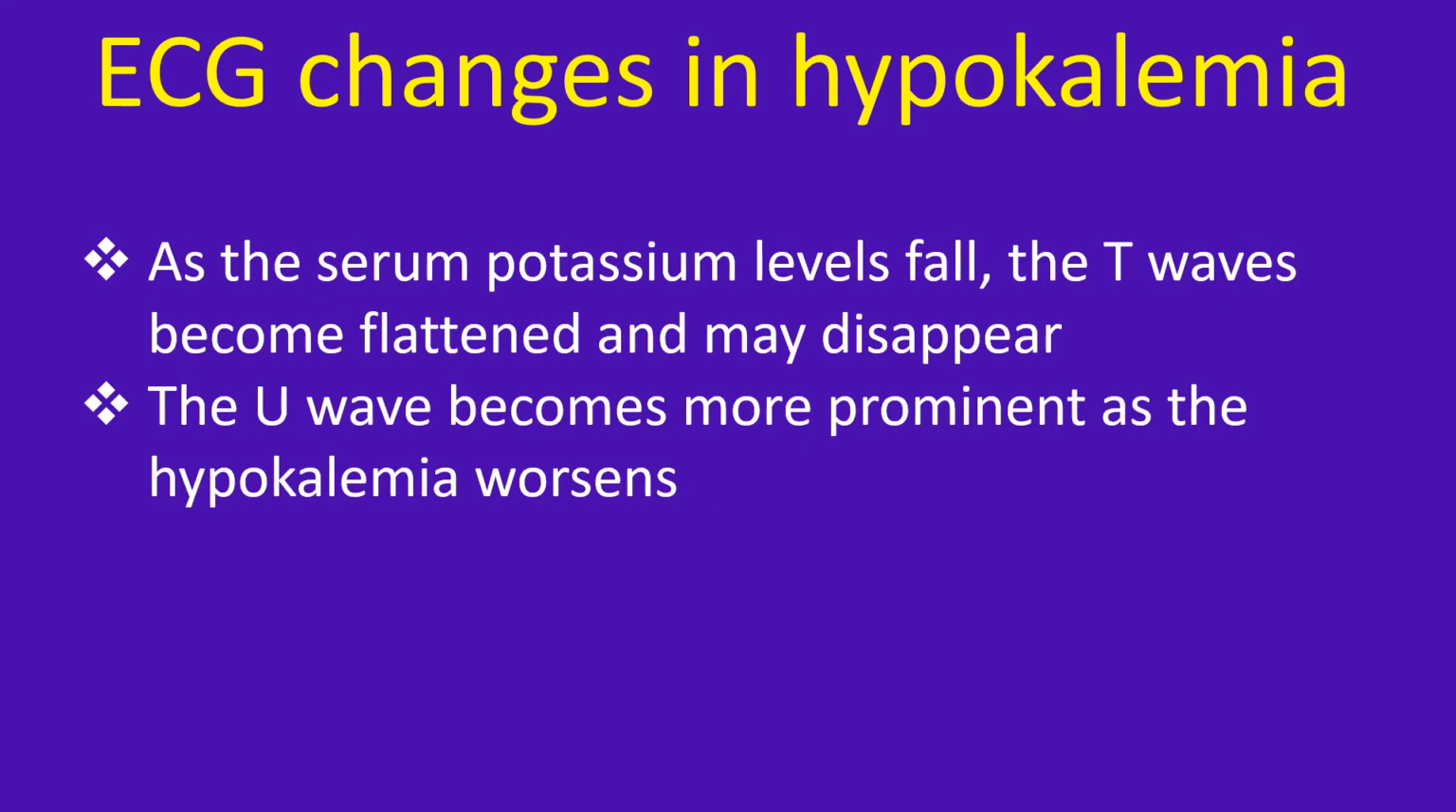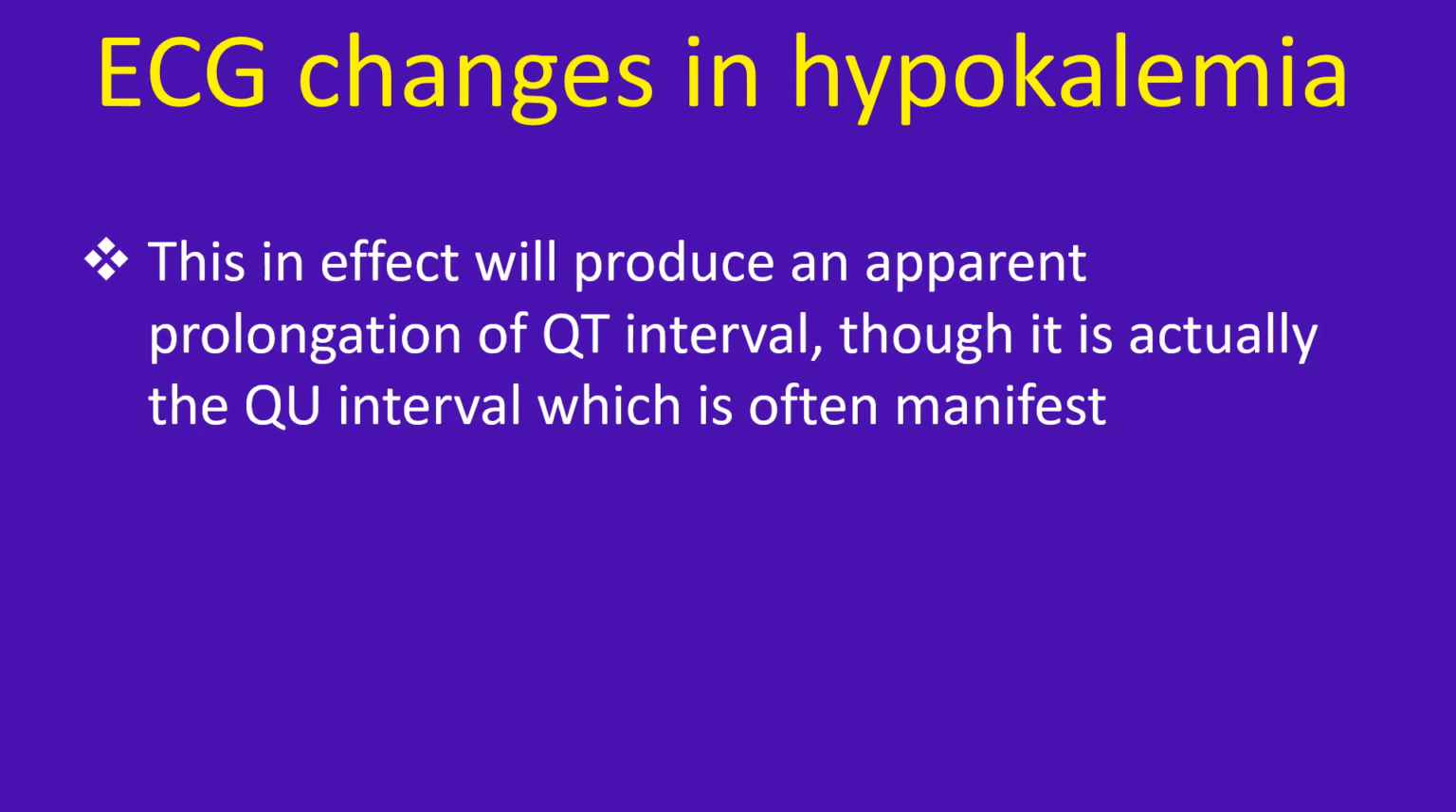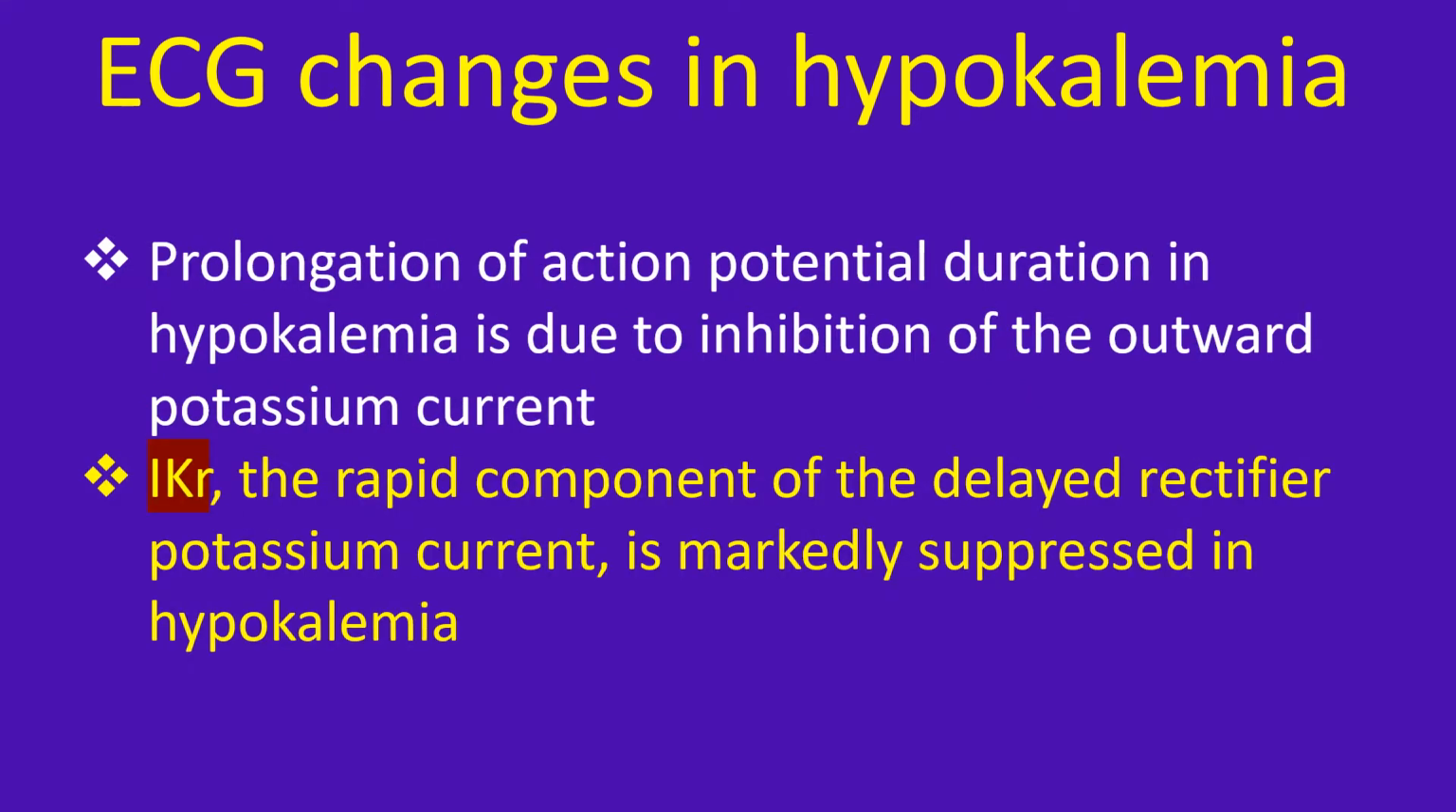As the serum potassium levels fall, the T waves may become flattened and may disappear. The U wave becomes more prominent as the hypokalemia worsens. This in effect will produce an apparent QT prolongation, though it is actually the QU interval which is often manifest. Prolongation of action potential duration in hypokalemia is due to inhibition of the outward potassium current.